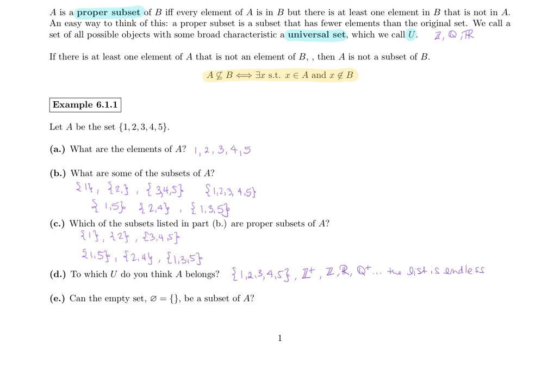Can the empty set, the null set, be a subset of A? And the answer is yes. The null set, which we write as a 0 with a slash through it, is a subset of every set.